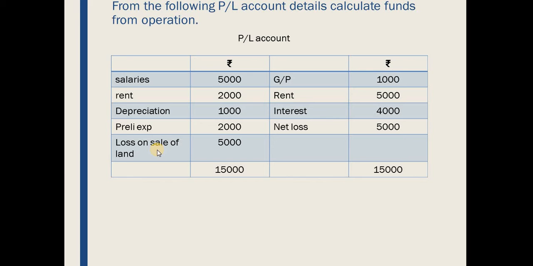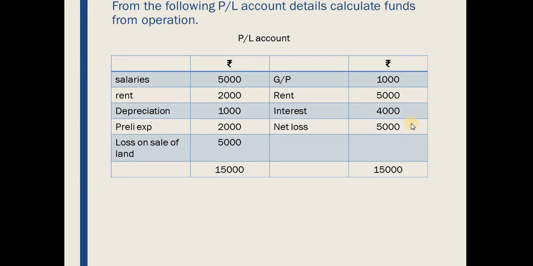In this question, a profit and loss account of a particular company is given and we have to calculate the funds from operation. So it's very easy for us to identify various non-fund or non-operating expenses and non-fund and non-operating income because it's a profit and loss account. The non-fund or non-operating expenses include the depreciation, preliminary expenses and loss on sale of land. And non-fund or non-operating income includes interest.